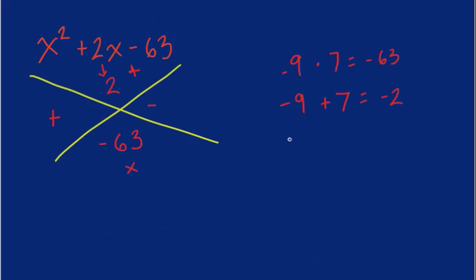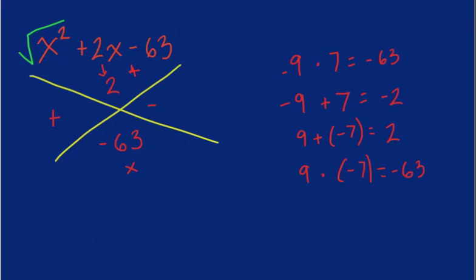So what if I did a 9 plus negative 7? What do I get there? I get a positive 2. And then if I do 9 times negative 7, I also get a negative 63. So it multiplies to the number I need it to multiply to, and it adds right here to the number I need it to add to. Perfect.